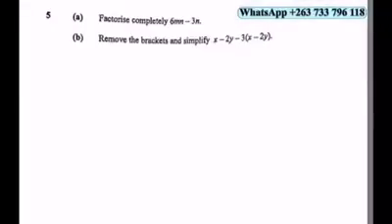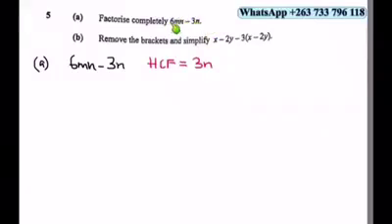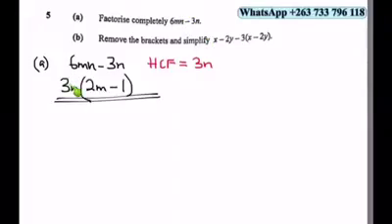Then number 5, factorize 6mn minus 3n. So the first step is to find the highest common factor. So the highest common factor here is 3n. You can see that 3 can be divided into 6. Then here n can be divided into n and n. Therefore, let's factor out the highest common factor, 3n, outside. So again, 3 into 6 is 2, n will cancel n, then we remain with m. 3n into 3n is 1, so it's 3n(2m minus 1).